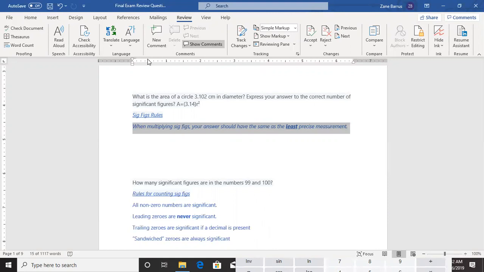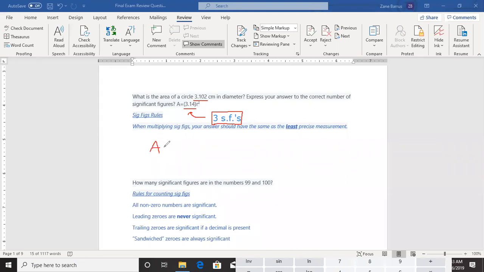So when you think about the measurements that are involved in this problem, we gave you 3.102 centimeters, which is the diameter of the circle. We also told you to use 3.14 as an approximation for pi. So out of these two measurements, 3.102 and 3.14, you'll notice that pi only has 3 significant figures, okay, so 3 SFs, whereas the diameter has 1, 2, 3, 4 significant figures in it. So because pi is the least precise of those two, we are going to base our answer on 3 significant figures. Okay, so let's go ahead and plug our information into our formula.